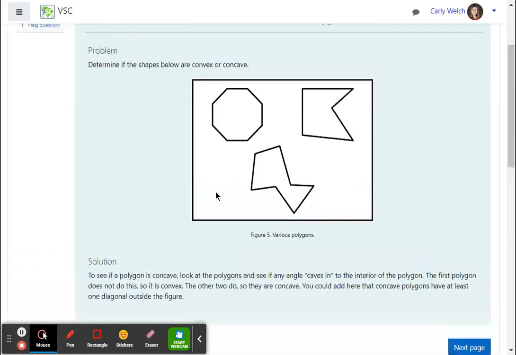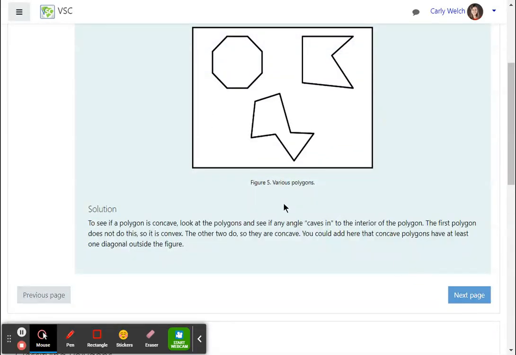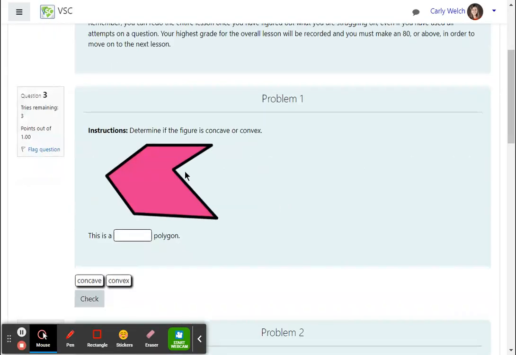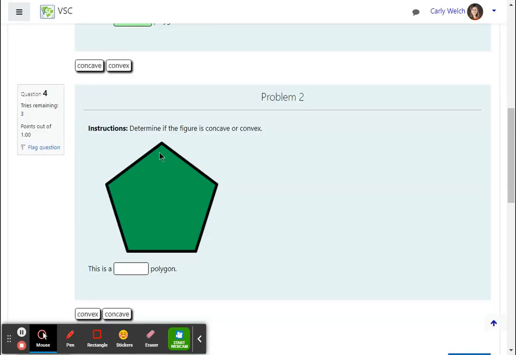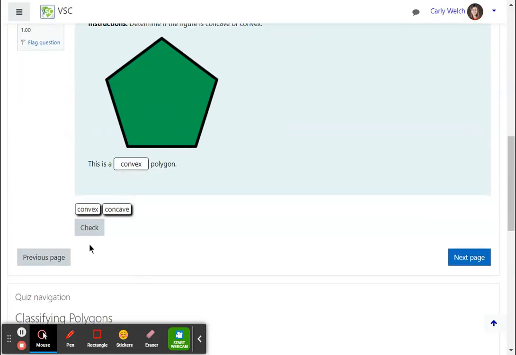All right, so then determining if they are concave versus convex. This has one vertex pointed inward, so this is concave. All of these point outward, so this is convex.